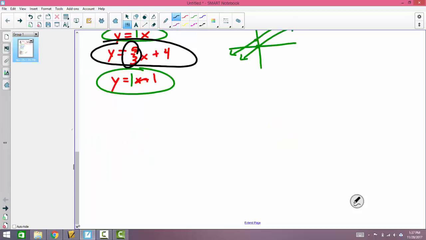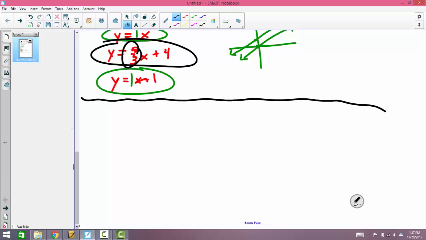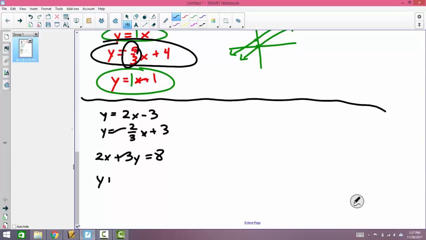So that was easy because all of the equations were in slope-intercept form, y equals mx plus b. I'm going to give you 4 more equations. This time they're going to be in a few different forms. So y equals 2x minus 3, y equals -2/3 x plus 3, 2x plus 3y equals 8, and y plus 1 equals 3 times x minus 3.